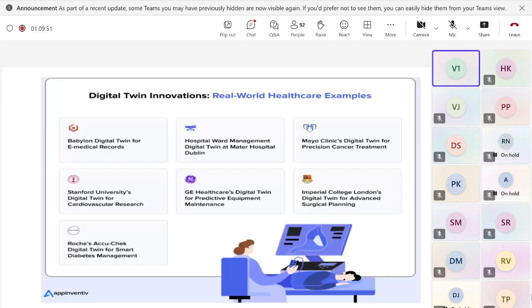And the third one is about precision cancer treatment, which has been done at Mayo Clinic, where this application is deployed. And the fourth one, in a university or medical college, Stanford University, where a digital twin application has been put onto cardiovascular research. That's the fourth application. Then we have the pioneers in digital healthcare systems, GE Healthcare, in predictive maintenance. And there's another institution, academia, Imperial College London, about surgical planning. These are the different applications you can see here, in terms of real-world challenges healthcare digital twin applies over.